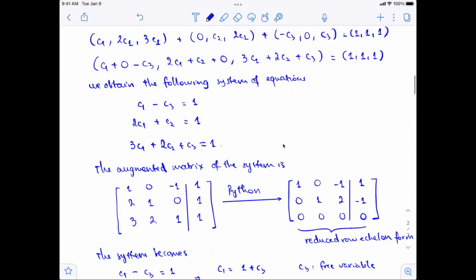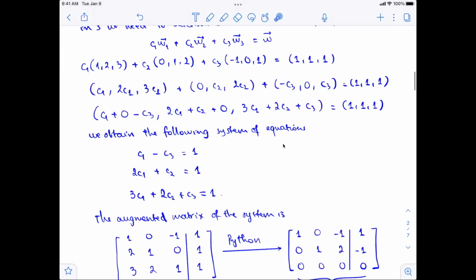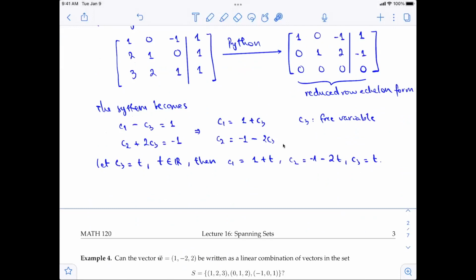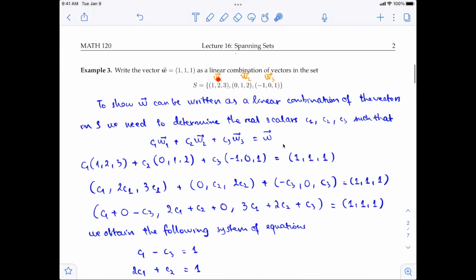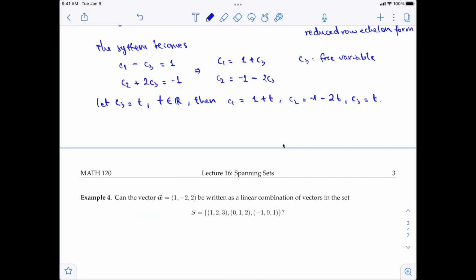And therefore, it shows that this vector W can be written as a linear combination of the three vectors in the set S, right? And we can, let's say, assume that we know the parameter t. For example, let t equal to 1. And that's one solution that helps us write vector W as a linear combination of the three vectors W1, W2, and W3.